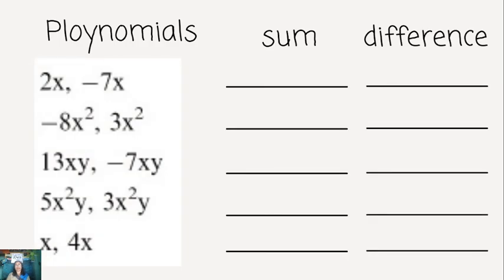Here is the ending. So, what is 2x minus 7x? What's the sum and the difference? I want you to try on your own and see if you can solve this one. Now, if you are having a hard time, let's discuss this in the next meeting.